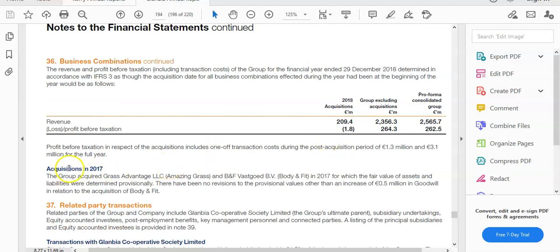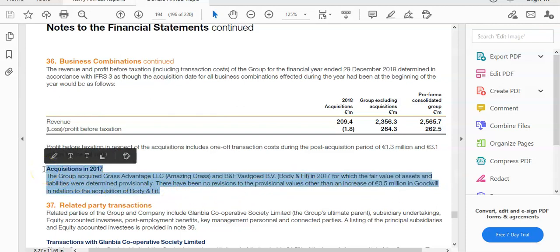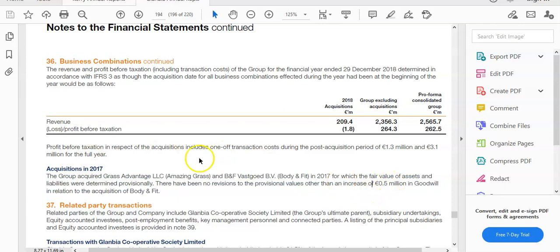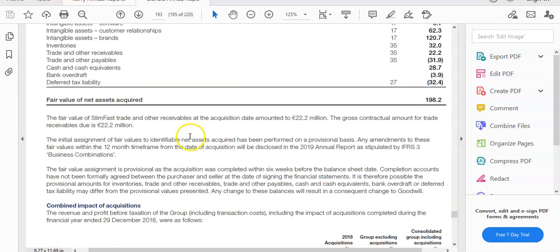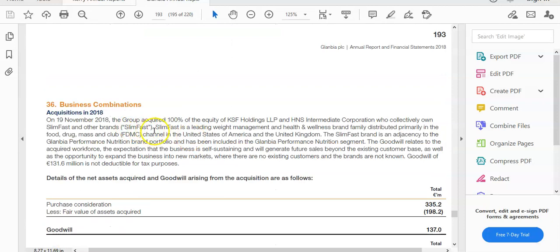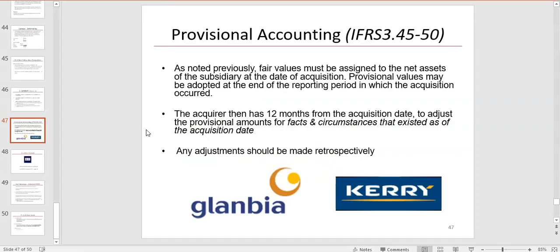Right? Interestingly, if you see here, acquisitions they made last year, Amazing Grass and Body and Fit, for which fair value of assets and liabilities were determined provisionally. They say there's been no revisions in the provisional values other than an increase in goodwill. So the ones that they provisionally acquired for in the previous year's annual report have now been finalised, and they've only made a small adjustment of $500,000. So if you go and look at Glanbia's annual report for this year, they'll qualify whether or not the SlimFast provisional ones in 2018 have been finalised, and if there's any difference been noted. So it just shows you how these things flow in.